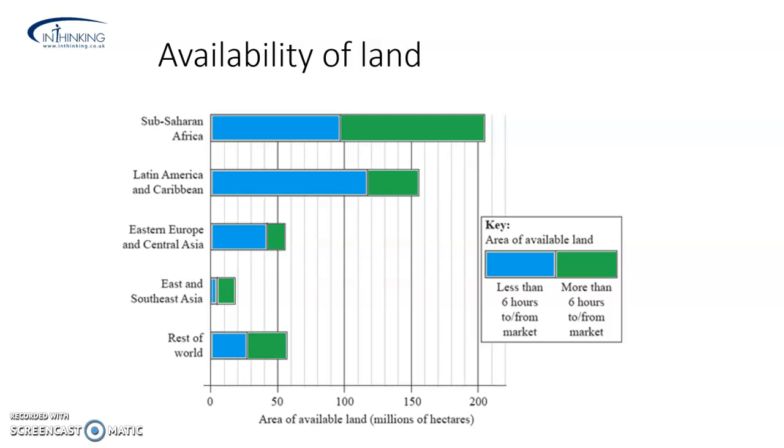We see a similar picture in Latin America and the Caribbean, and actually a more favorable outlook in terms of the proximity to markets. And then when we look at East and Southeast Asia, and to some extent Eastern Europe and Central Asia, you're seeing much lower levels of food available. We're almost maxing out our food production, certainly in East Asia.